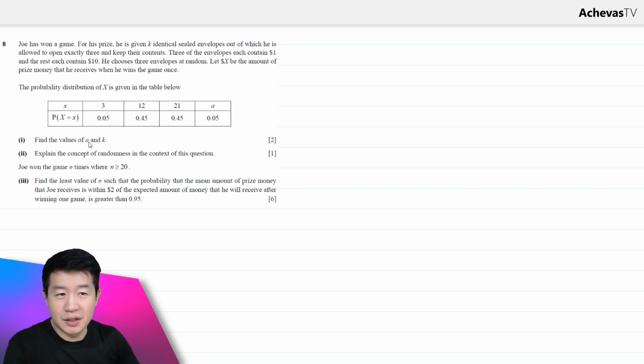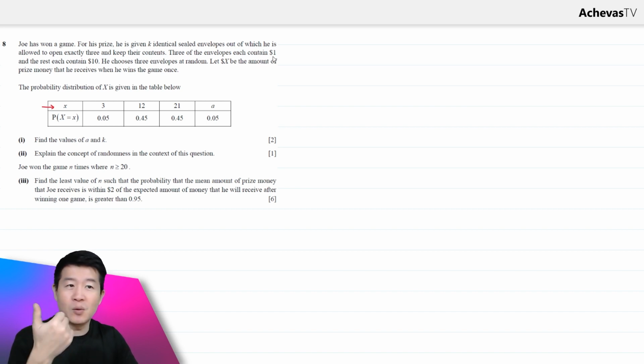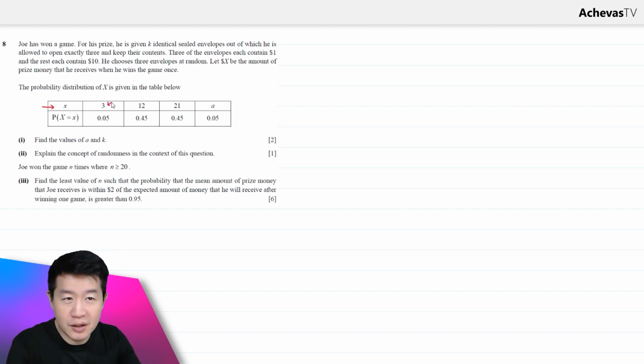We need to do a bit of observation to find A, because this is a probability distribution table for X, which means that the numbers represent all the possible cases. So if there were K number of envelopes and Joe can pick just 3 envelopes, and the envelopes can only be either $1 or $10, to get 3, it will be when Joe picks $1, $1 followed by $1, correct? To get 12, Joe will be doing a $10 plus a $1 plus a $1. And to get 21, Joe will be doing a $10 plus $10 plus $10 because he can only open 3 envelopes. So is there any other cases that we can think of?